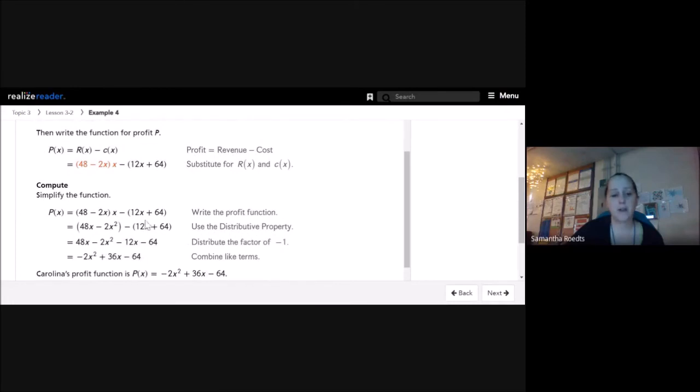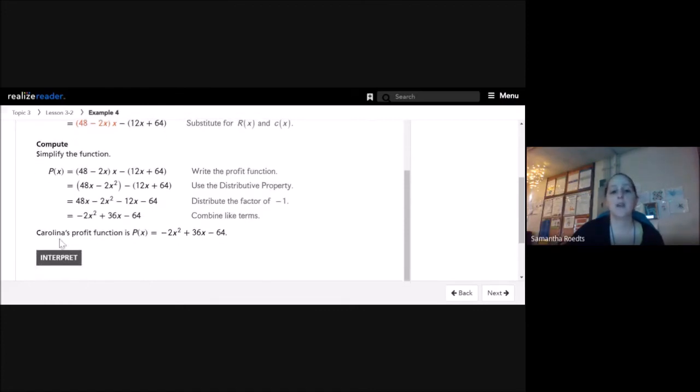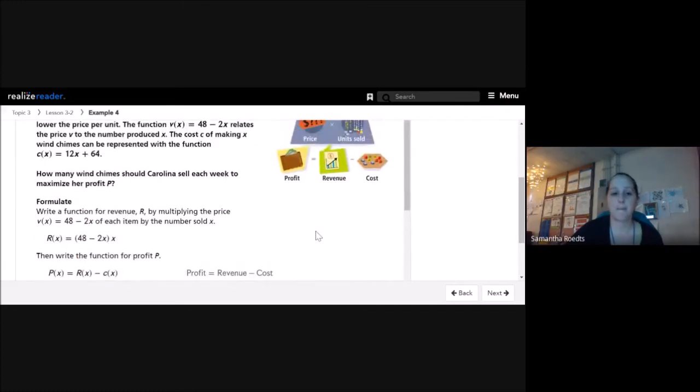So I can, of course, simplify this function by multiplying x through. I get 48x minus 2x squared minus 12x minus 64, which simplifies to negative 2x squared plus 36x minus 64. So Carolina's profit function is p of x equals negative 2x squared plus 36x minus 64.